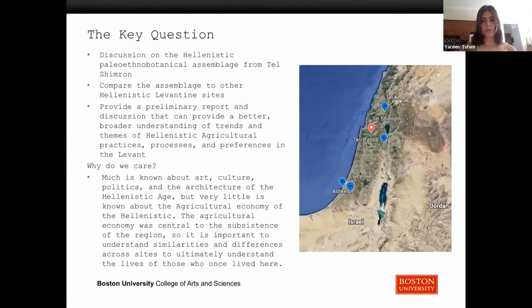So this discussion will be focusing on a paleoethnobotanical assemblage. So just think really big bags of soil with lots of little ancient seeds in them from the site of Tel Shimron, which is the red dot on the map.